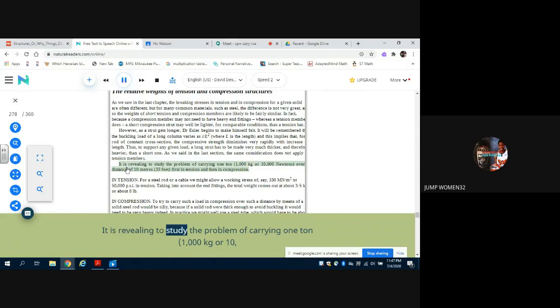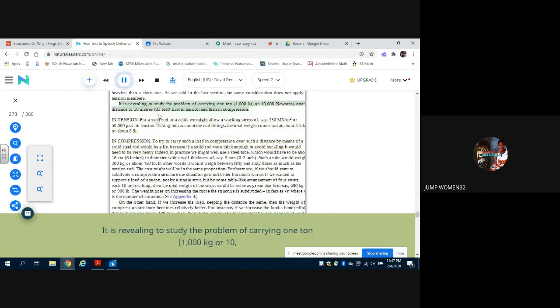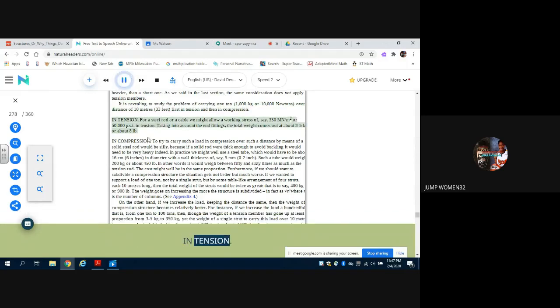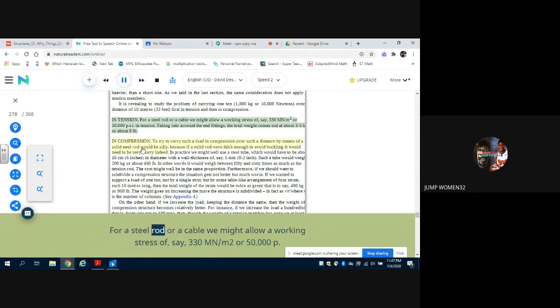It is revealing to study the problem of carrying 1 ton, 1,000 kilograms or 10,000 newtons, over a distance of 10 meters, 33 feet, first in tension and then in compression. In tension, for a steel rod or a cable we might allow a working stress of, say, 330 MN/m² or 50,000 psi in tension. Taking into account the end fittings, the total weight comes out at about 3 to 5 kg or about 8 pounds.